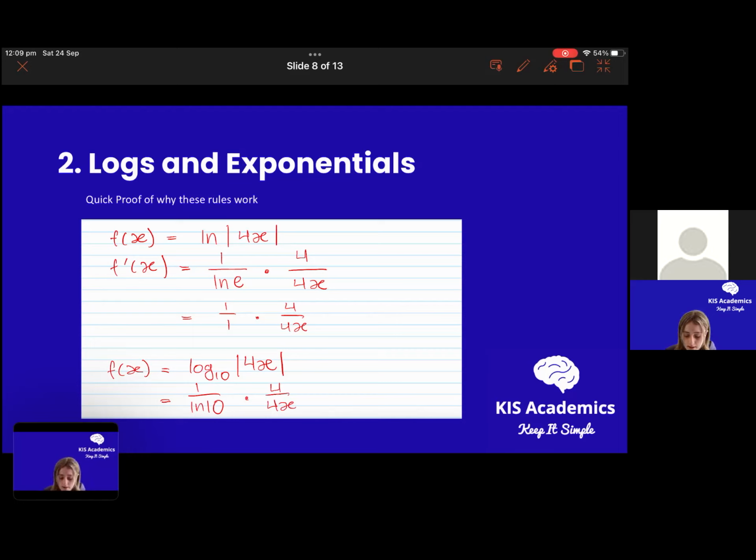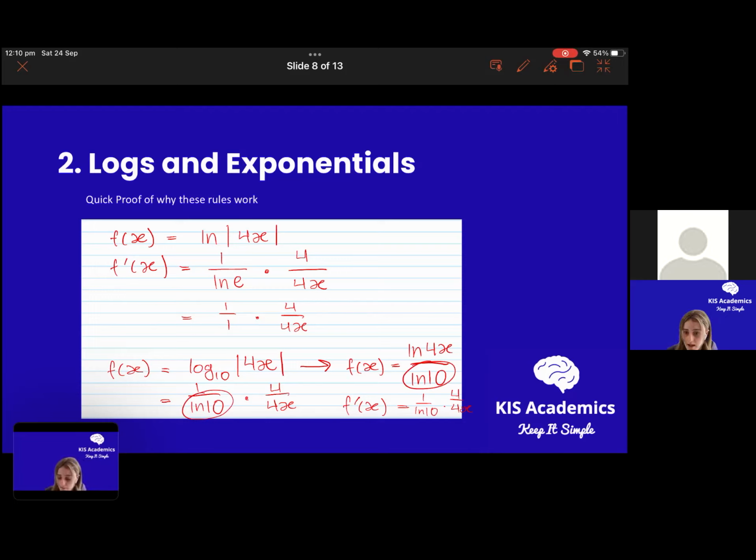The other way that you can think about this, if it makes more sense to you, is you can use the change of base rule. So from here, your f of x, the exact same function, could also be written as ln 4x over ln 10. That's just using the change of base rule. And then you see how I can just differentiate this part as per usual, and we'd be left with the same thing, because this ln 10 on the base is what we're putting over here.